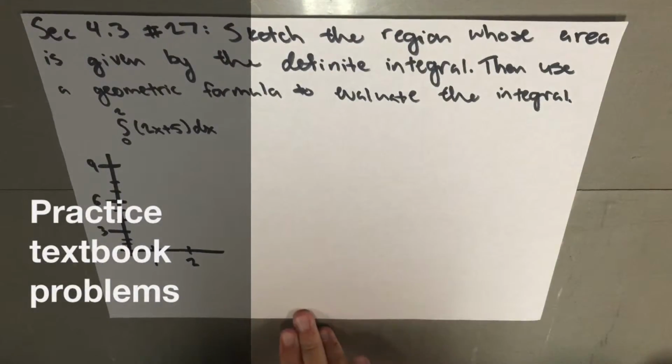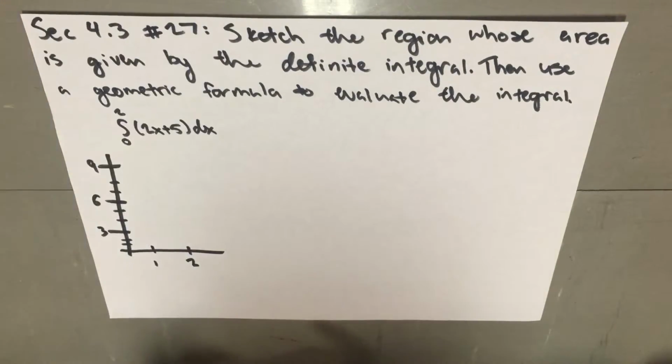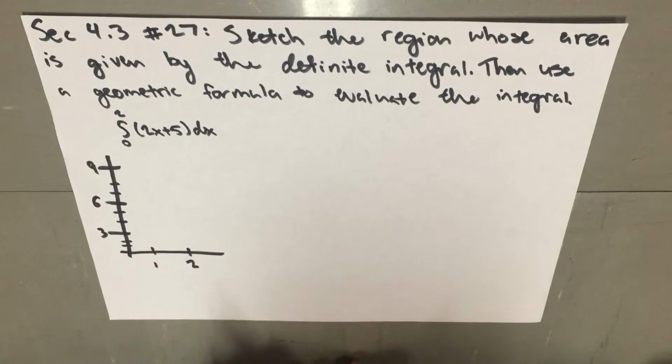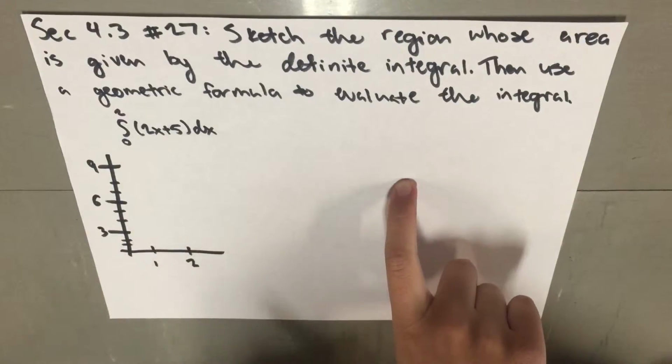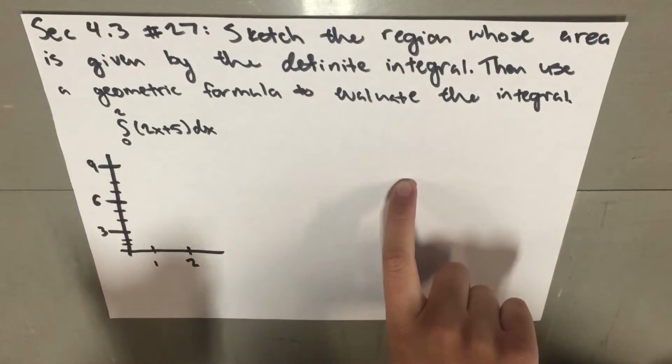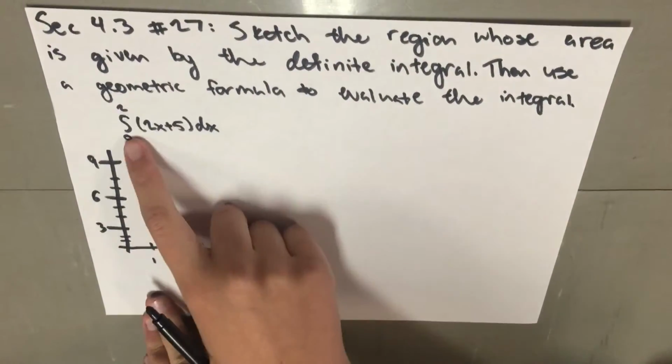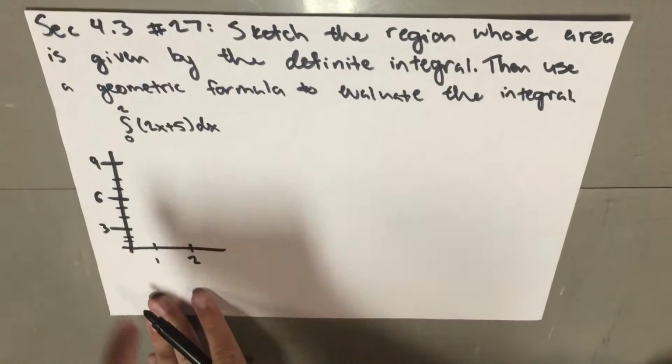Now this next question that we're going to be doing is from section 4.3 and it's number 27. It says, sketch the region whose area is given by the definite integral, then use a geometric formula to evaluate the integral. So our integral here is from 0 to 2, 2x plus 5.